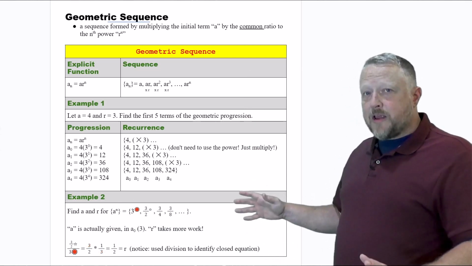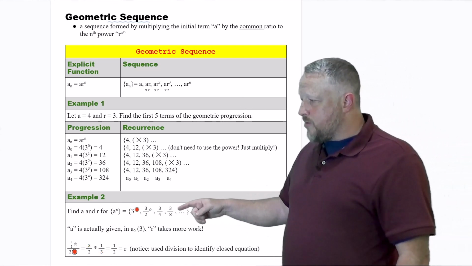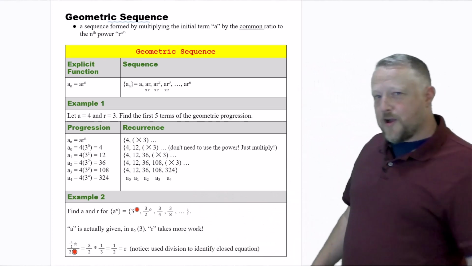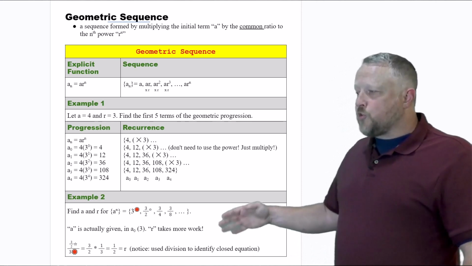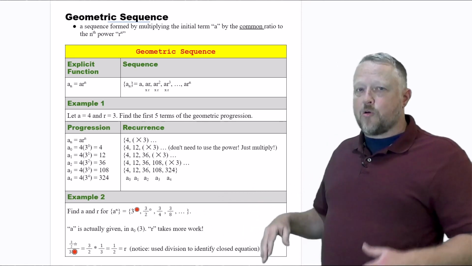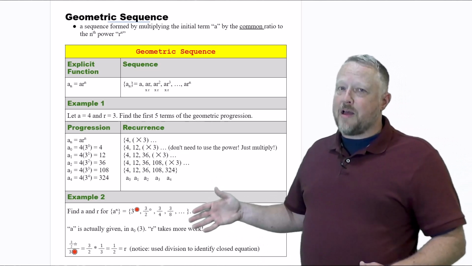Now, double check me. Have 3/8 over 3/4 and see how that works out. Good luck with that. Remember fractions? But anyway, all of them should end up being 1/2. And that's how we can find our ratio if we're not given it right off the bat.